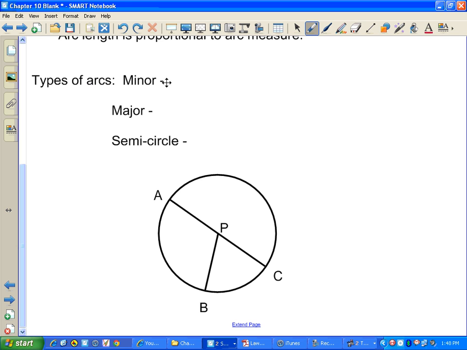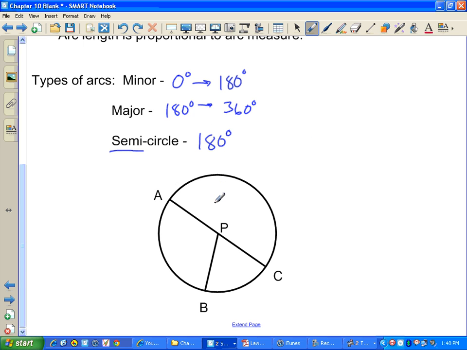There's different types of arcs. There's a minor arc, a major arc, and a semicircle. And these are just related to how much of the circle it's taking up. Okay, so if it's taking up less than half the circle, it's a minor arc. So these are arcs that are between 0 and 180 degrees. Major arcs take up more than half the circle. So these are anywhere from 180 degrees to 360 degrees. A semicircle, okay, semi means half, is exactly half the circle. So this is a 180 degree arc.